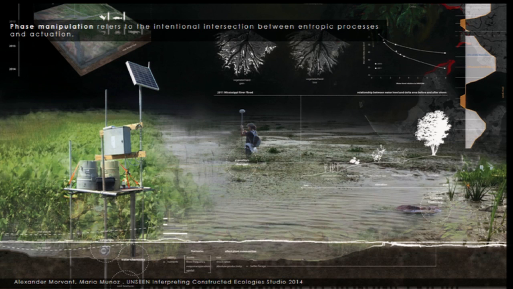And then the last one is this idea of phase manipulation, this idea that it's expressed through small shifts rather than changing a complete state, and that, in this case, something like altering the water velocity or liquefying soil, those become ways of changing the phase of a substance.